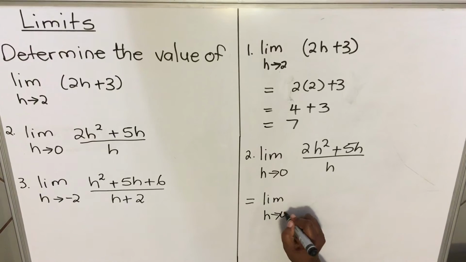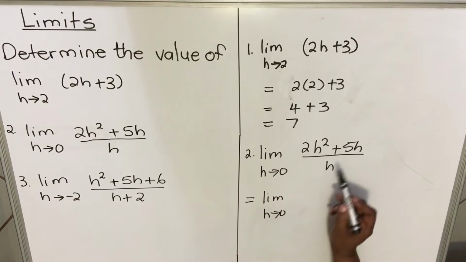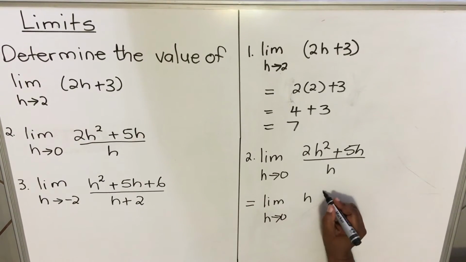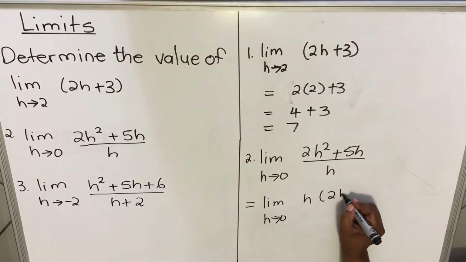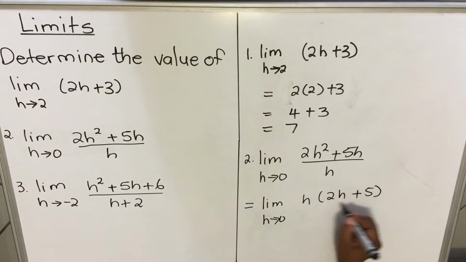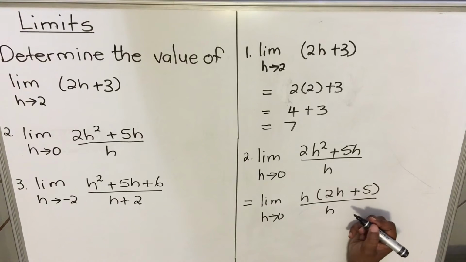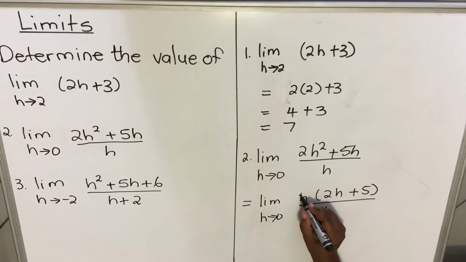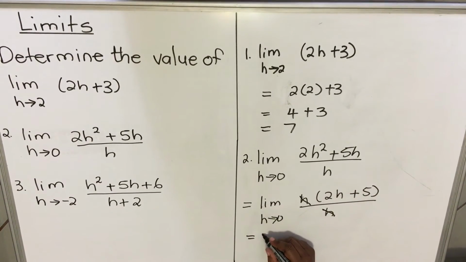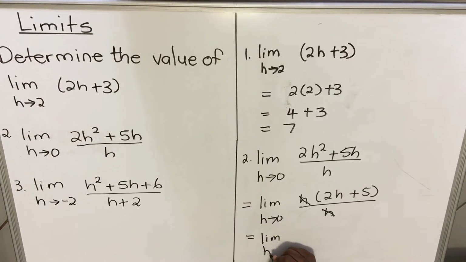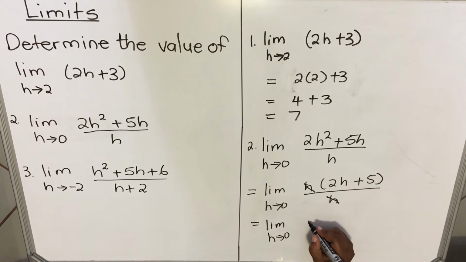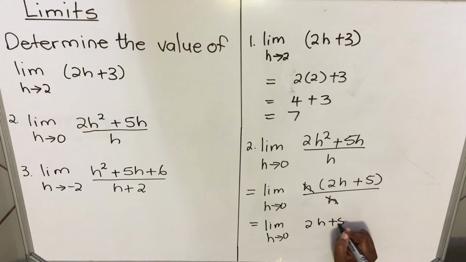H tends to 0. On our numerator, we have a common factor of h. So we'll be left with 2h plus 5 divided by h. So the h will cancel the h. Then what will be left will be limit as h tends to 0, then I have 2h plus 5.